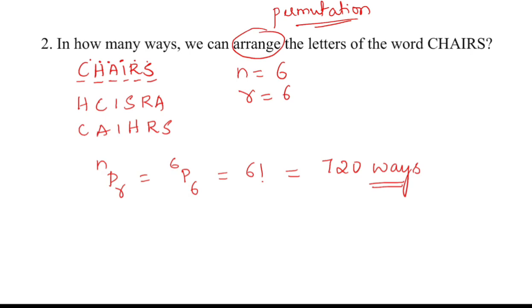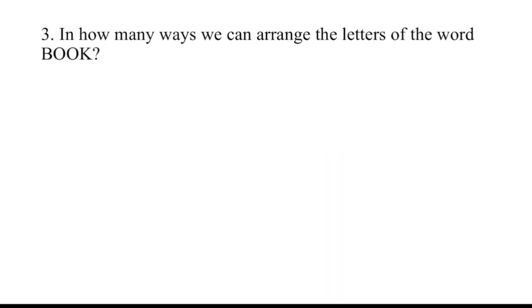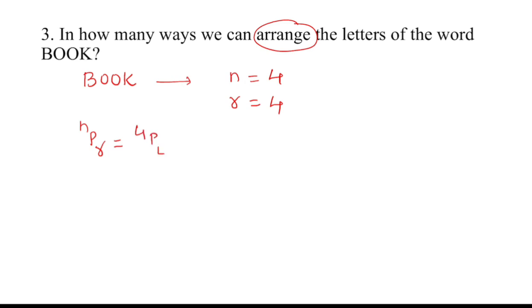Okay. So the next problem: in how many ways can we arrange the letters of the word book? So arrange means it is permutation. So there is a word book. In how many ways can we arrange? The number of places is how much? 4, and the number of objects is also 4. So is it correct that nPr is equal to 4P4? So in 4 factorial ways can we arrange?